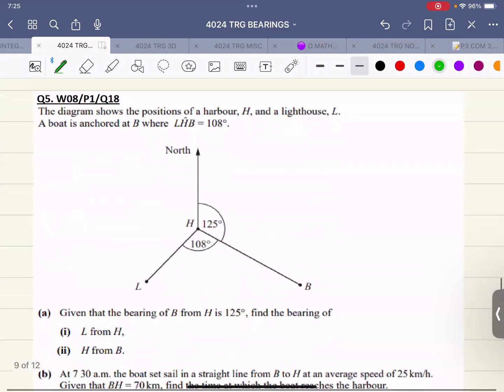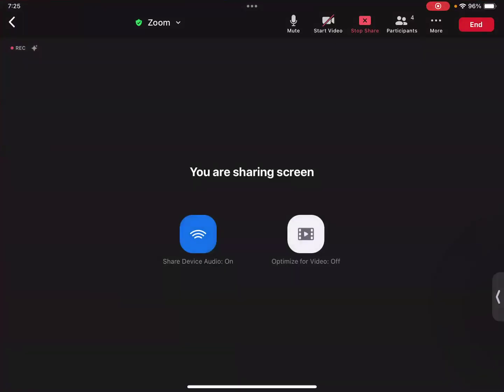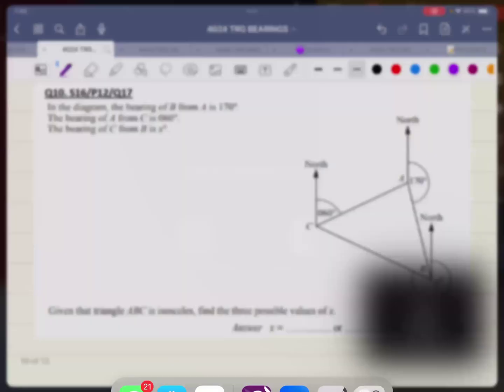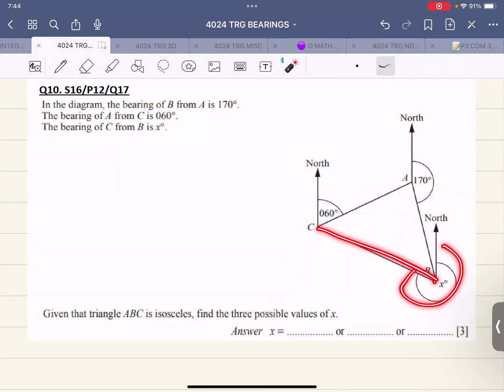Now, a little bit more involved question. I'll wait, try it out. Now let's look at this question. It says in the diagram, the bearing of B from A is 170 degrees. B from A is 170 degrees. The bearing of A from C is 060 degrees. The bearing of C from X is X degrees. Given that ABC is isosceles, please find the three possible values of X.